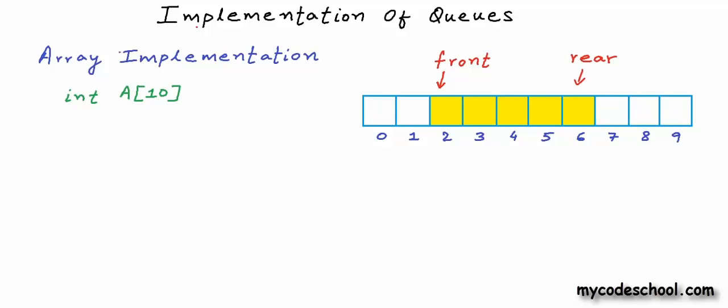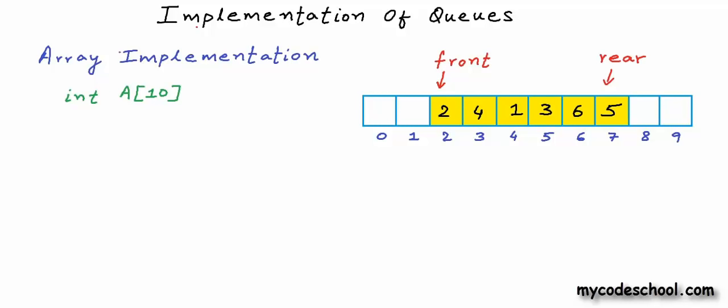I'll fill in some values here at these positions. So we have these integers in the queue, and let's say we want to insert number 5. To insert, we will increment rear. Of course, there should be an available empty cell in the right. And now we can write value 5 here. After insertion, new rear index is 7. And the value at index 7 is 5.